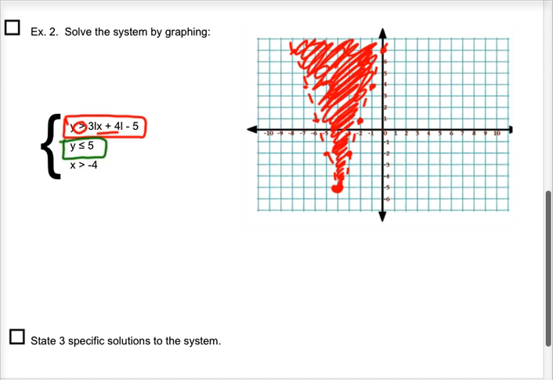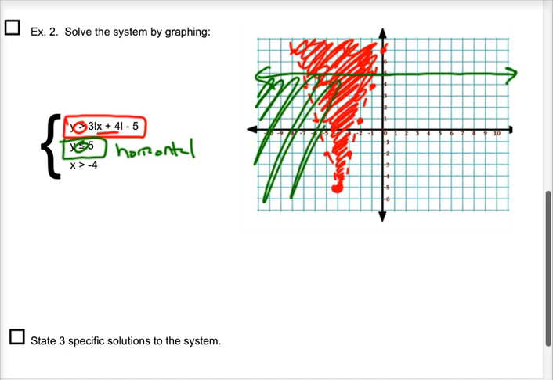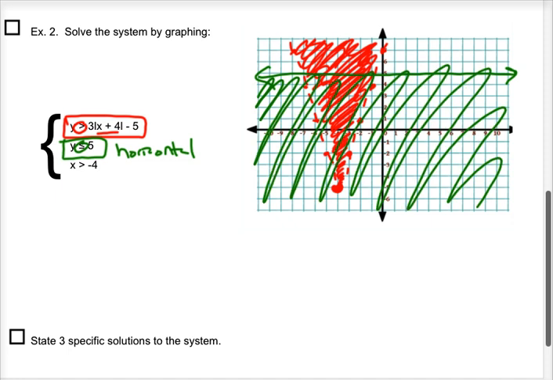Next, I'm going to focus on the y is less than or equal to 5. All right, now, y. Remember, when you just have y and a number, that relates to a horizontal line. So, less than or equal to, well, that means I'm getting a solid line. So solid line up here at 5. And where is everything less than that? Well, everything less than that is going to be here, underneath it.